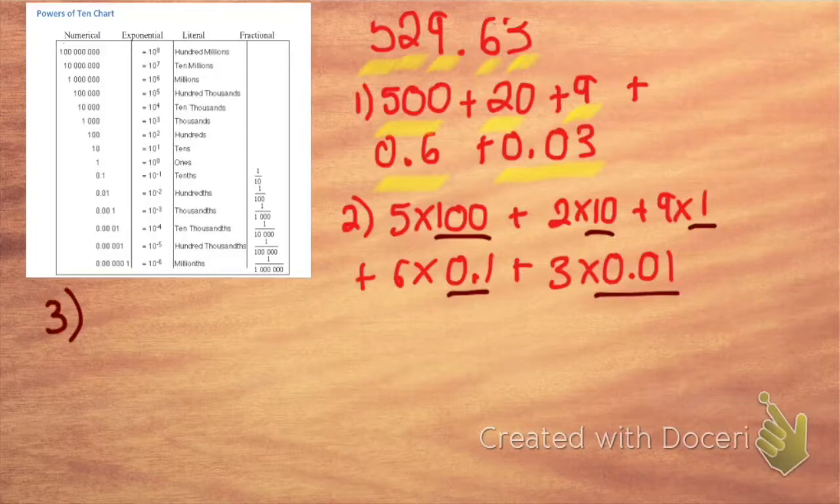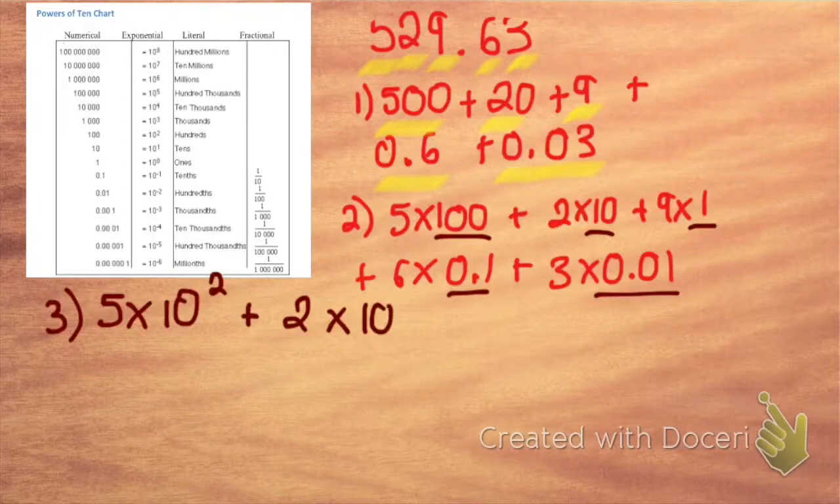So let's start with our 5. It's going to be 5 times 10 to the power of 2 instead of 100, plus 2 times 10 to the power of 1, because I see here that this 10 is the same thing as 10 to the power of 1. Plus, my next number is 9 times, in this case, 10 to the power of 0. And you'll notice a bit of a pattern here, 2, 1, 0. I'm kind of going in order here.